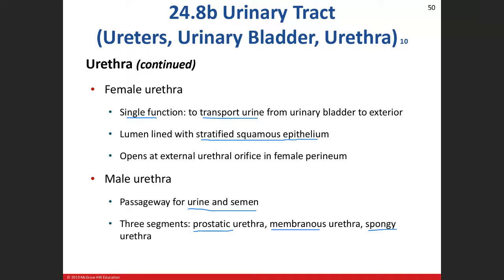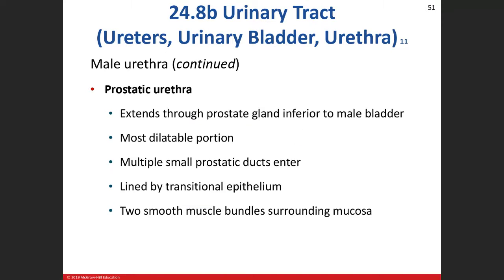Okay, let's start off in males here with the first part of the urethra, the prostatic urethra. The urethra in males has a dual function: one for the passage of urine and two for the transmission of semen. We're going to see that the prostatic urethra is able to dilate to accommodate those varying structures, especially with semen.